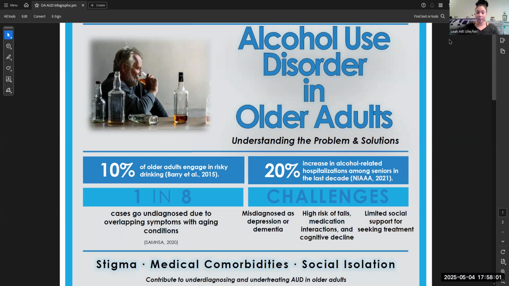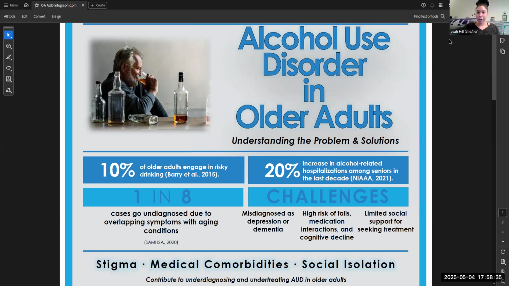This is a topic that is very near and dear to my heart. One, because I identify as an individual in long-term recovery from alcohol use disorder. But I also work in an ambulatory outpatient clinic that helps individuals manage and reduce the harm of their substance use disorders. So this particular topic with our older adults population is really important for a number of reasons, which I'll get into.